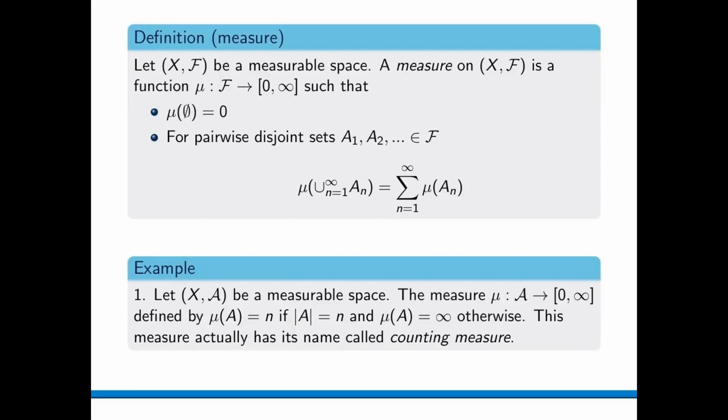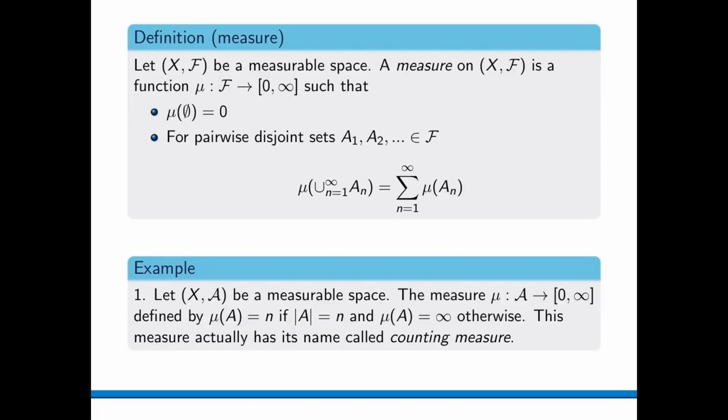To be a measure, there are also two conditions to satisfy. The first condition is that the measure of the empty set is 0. The second condition is called sigma additivity. For countably many pairwise disjoint sets in the sigma algebra, the measure of the union of these sets equals the sum of their measures.